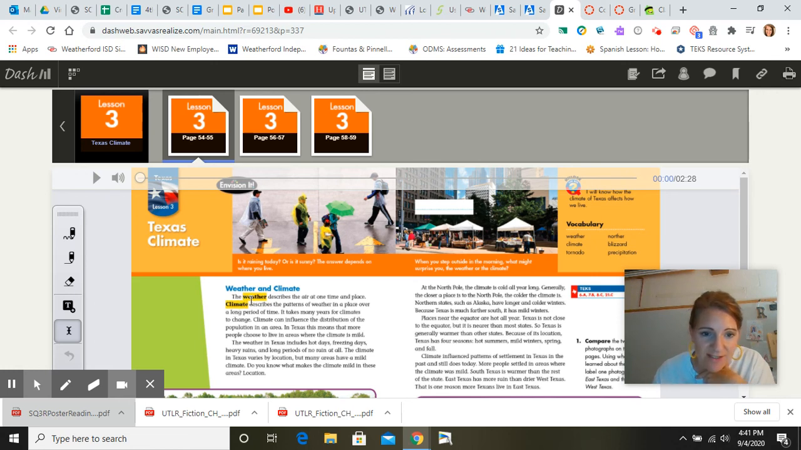So let's read the first sentence. The weather describes the air at one time and place. Climate describes the patterns of weather in a place over a long period of time. All right, so here I'm going to be reading about the difference between the weather and climate and how that might be different in Texas.